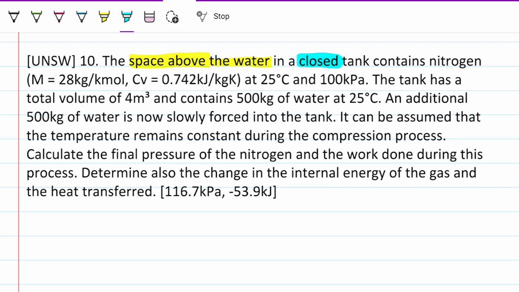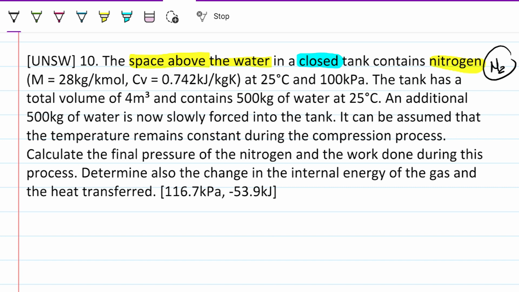Nitrogen is given with its properties, and we know that this is at 25 Celsius and 100 kilopascals. So fully defined, right? Nitrogen is an ideal gas, as you know, N2. It's in the form of a molecule with two nitrogen atoms, and we have two properties, which means this is fully defined. The tank has a total volume of 4 meters cubed, so note that within these 4 meters cubed, 500 kilograms are occupied by water, and the rest is nitrogen because it's a gas.